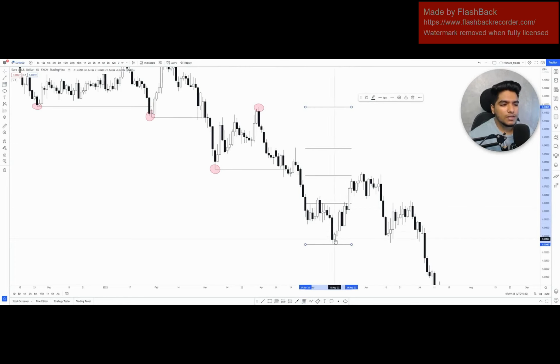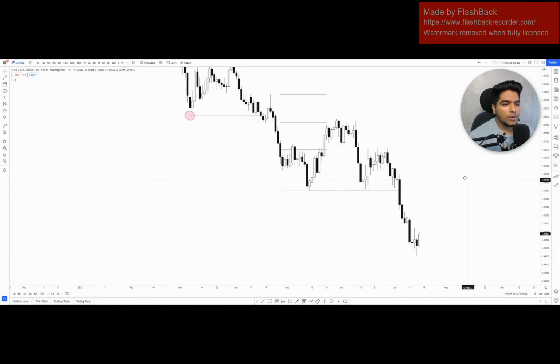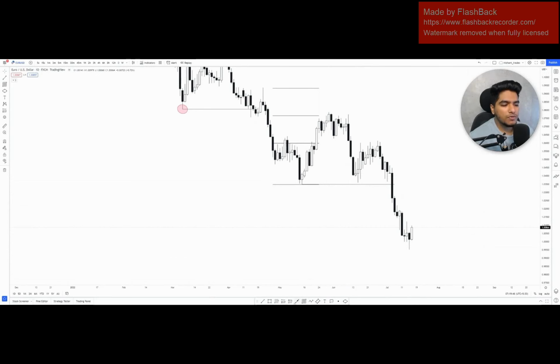What happened next? We got a push to the upside, and again prices take out this low. So now we got a breakout structure, and what was the highest most point which we have printed before taking out this particular low? It was this. So this is our high, and now it seems like we are getting a pullback from here. So that's the reason this will be our low.